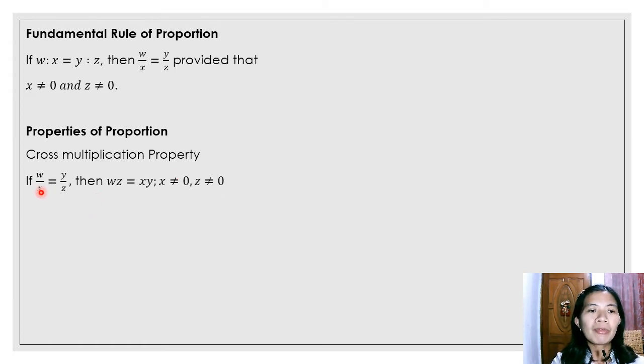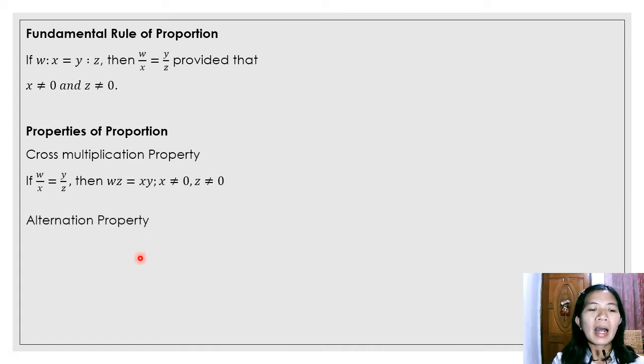If W over X is equal to Y over Z, then W times Z is equal to X times Y, wherein X is not equal to 0 and Z is not equal to 0. So what we do is we cross multiply. So W times Z equals X times Y.